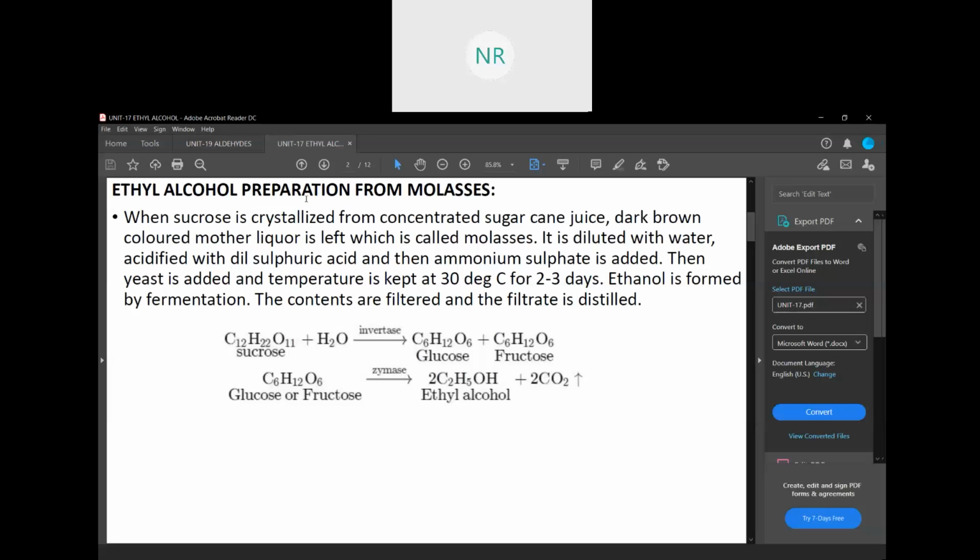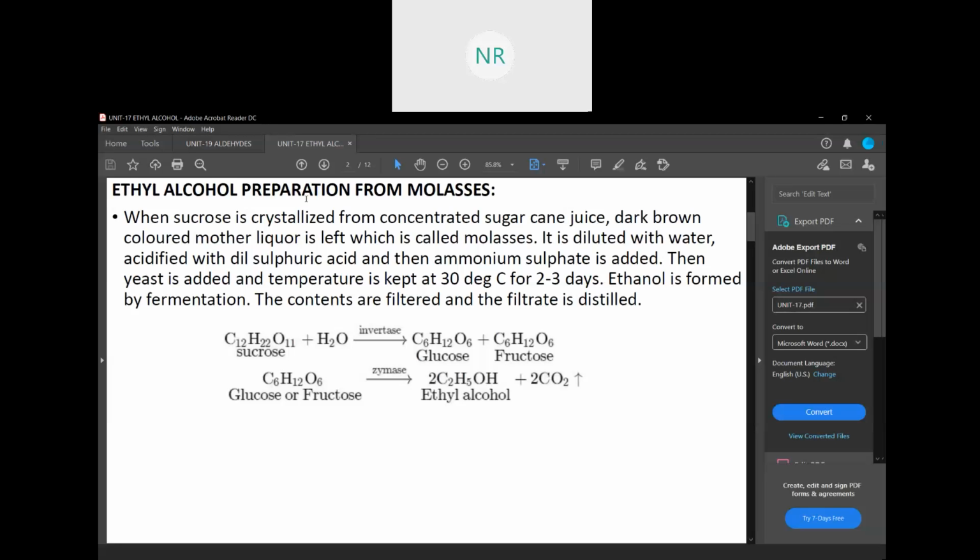So this is basically the fermentation process. For fermentation, yeast is added and kept for 2 to 3 days. Ethanol, that is ethyl alcohol, is formed by fermentation. The contents are filtered and the filtrate is distilled. So this is your reaction for that.